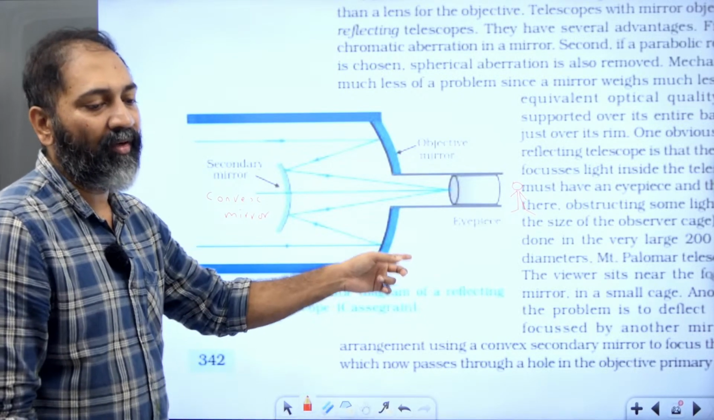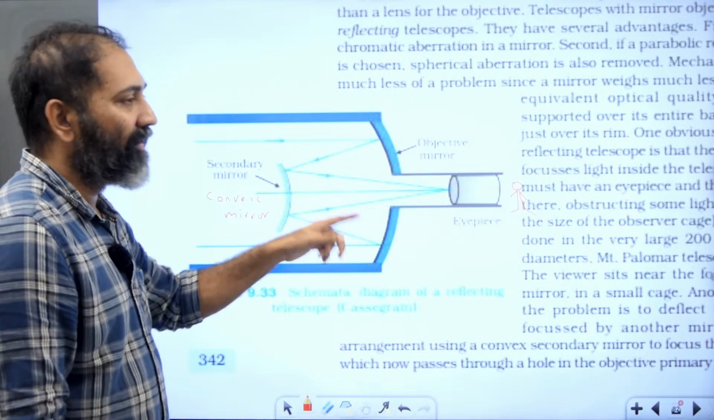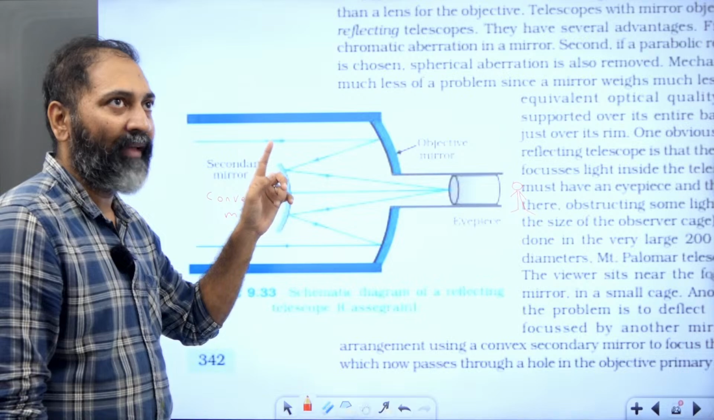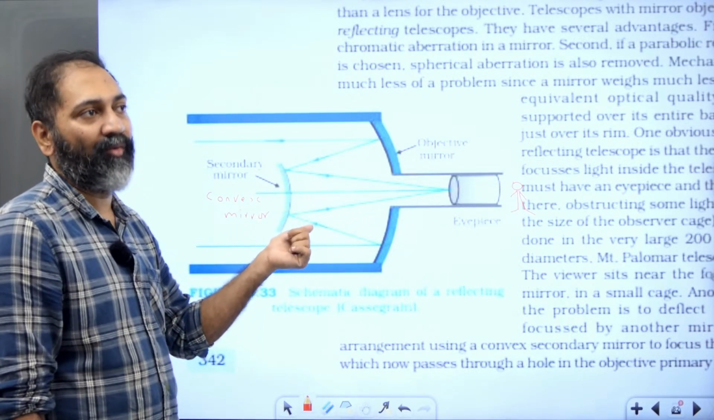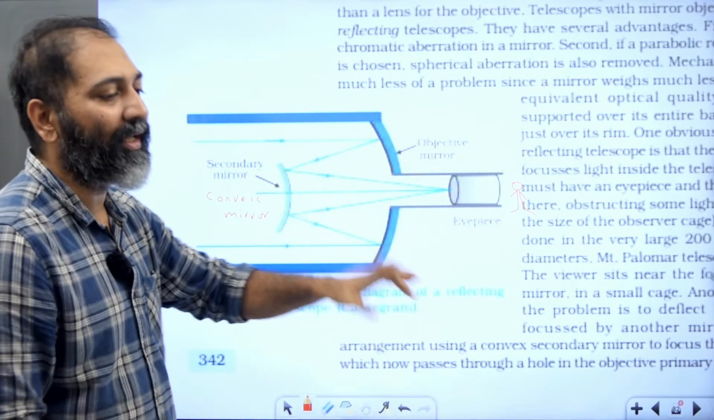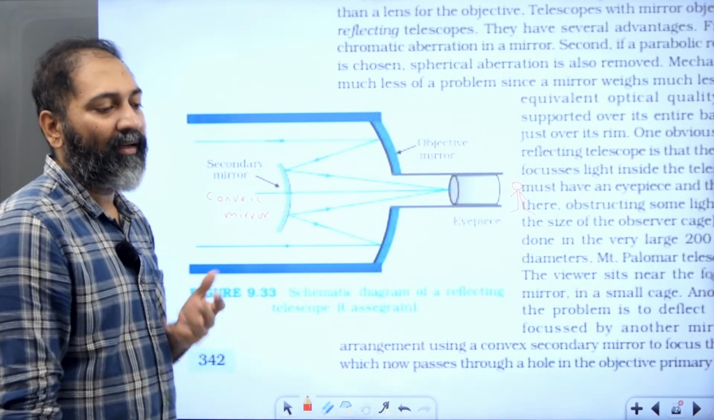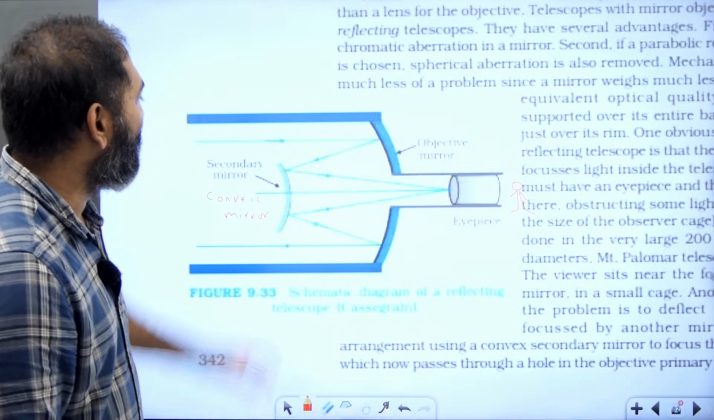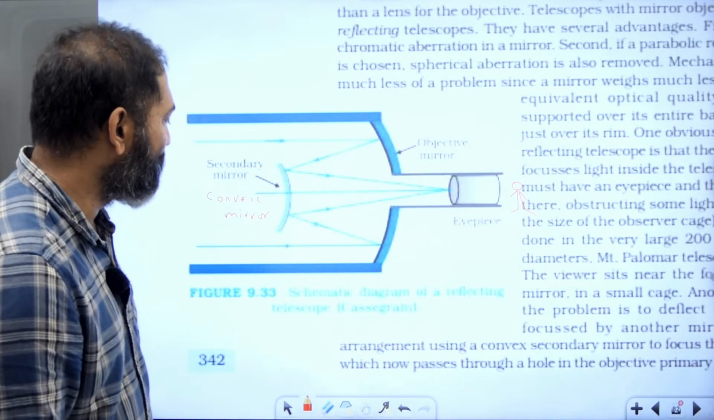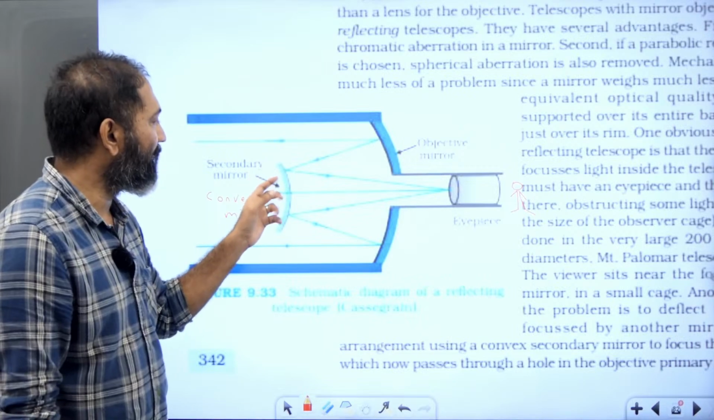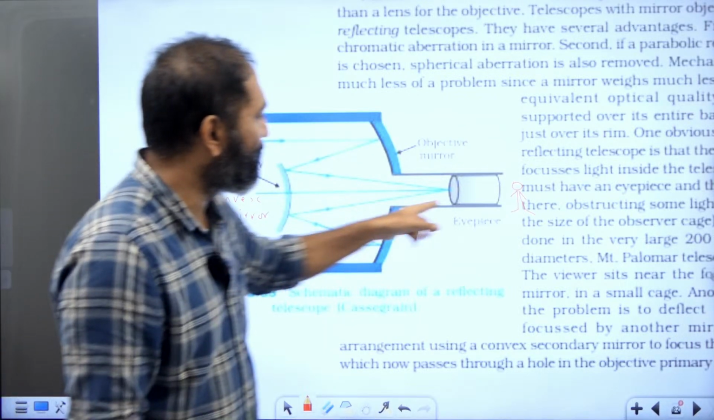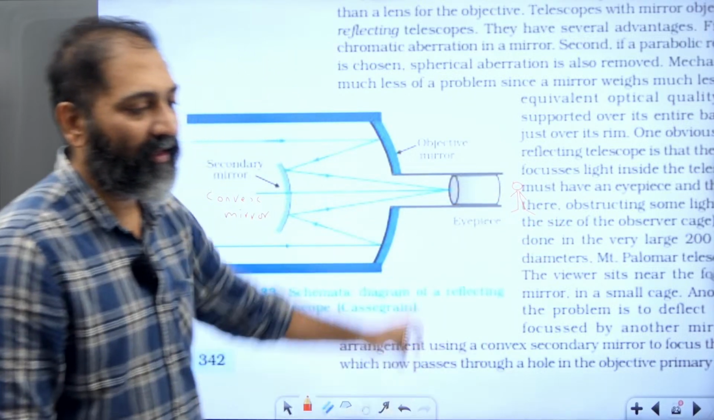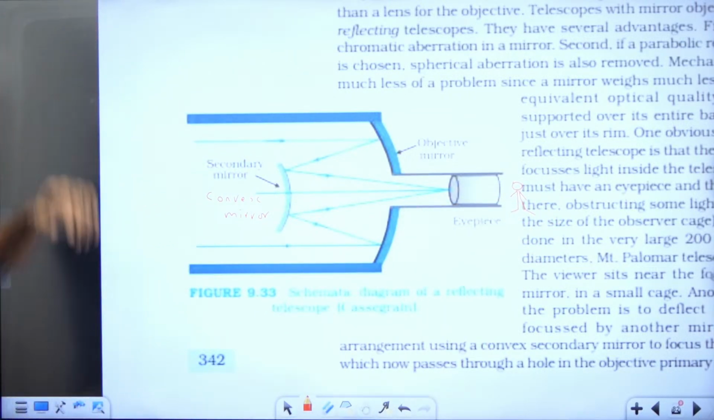So this is the solution to the problem: if you are using a telescope with mirrors, the observer has to sit inside the telescope. The solution to that problem is the Cassegrain arrangement. What is its specialty? An additional secondary mirror is used. With its help, we can focus the incoming light to the eyepiece at this side, so the observer can sit outside the telescope. This arrangement is called the Cassegrain arrangement.